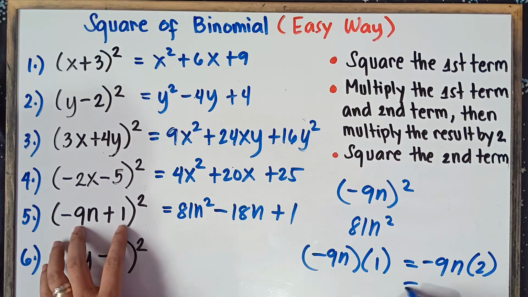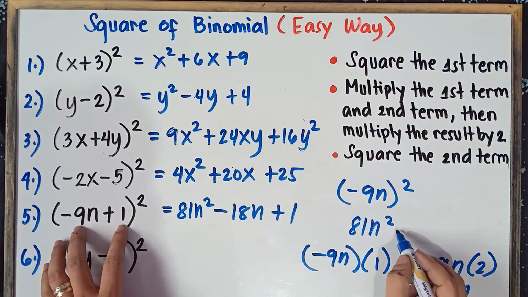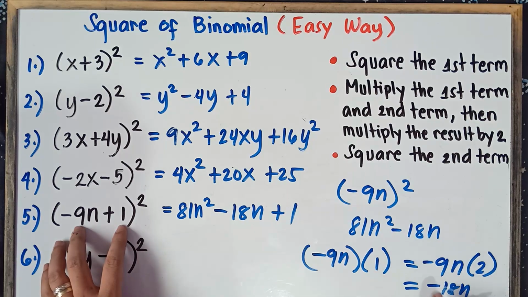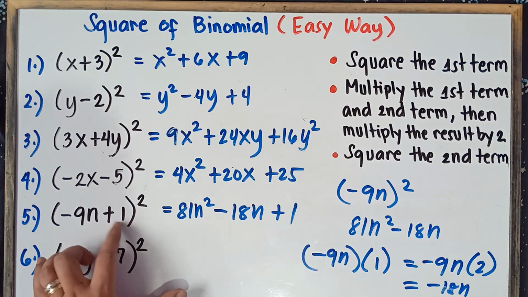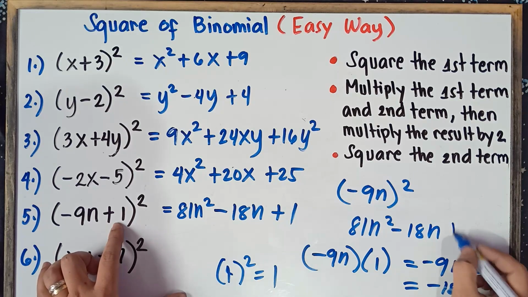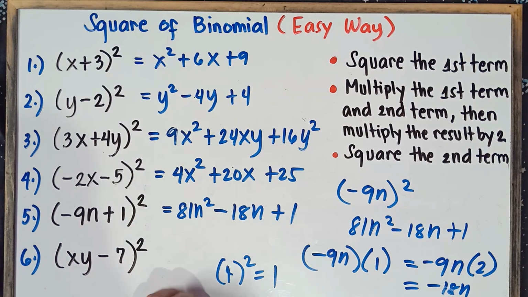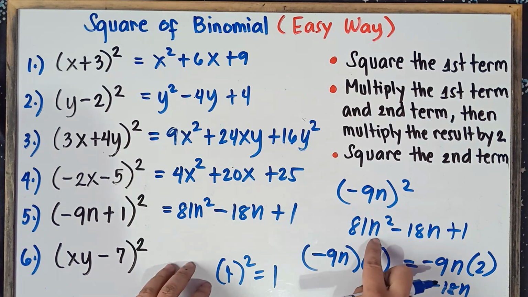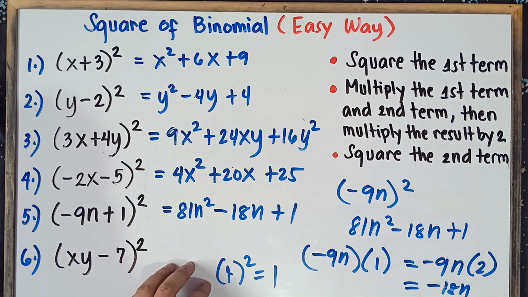And then we double our answer. We multiply it by 2. So that would be negative 18n. So that's why we have negative 18n. So negative 9 times 2, that would be negative 18. Simply copy n. And then you square 1. So 1 squared, that would be 1 times 1, that would be equal to positive 1. So that's why our answer is 81n squared minus 18n plus 1.